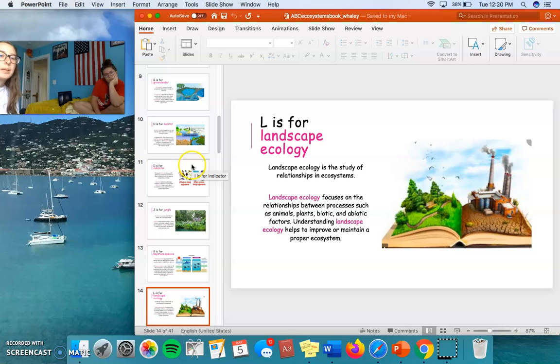L is for landscape ecology. Landscape ecology is the study of relationships in ecosystems. Landscape ecology focuses on the relationships between processes such as animals, plants, biotic and abiotic factors. Understanding landscape ecology helps to improve or maintain a proper ecosystem.